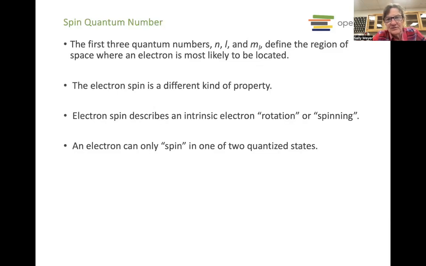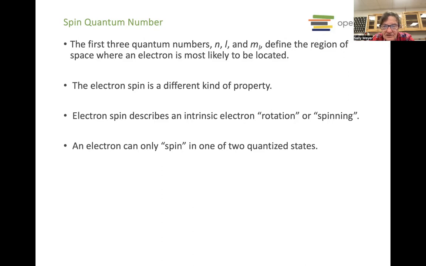So the last quantum number we have to talk about doesn't come from quantum mechanics, but it's necessary, and we'll understand where it comes from here in a second. So the first 3 quantum numbers, the n, the L, and the m sub L, define the region of space where an electron is most likely to be located. The electron spin is a different kind of property, so this is going to be the last quantum number. Electron spin describes an intrinsic electron rotation or spinning.